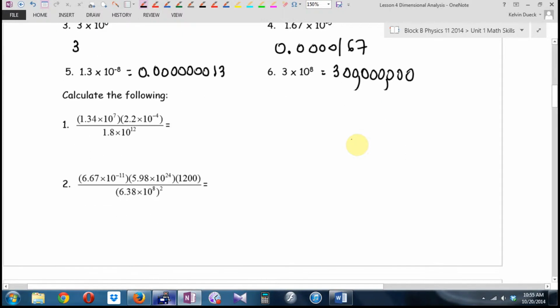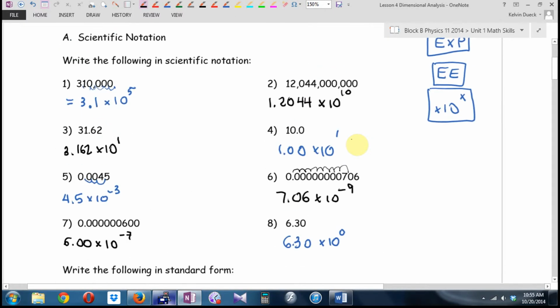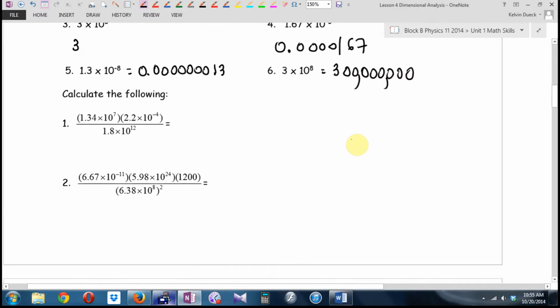Calculate the following. On your test, I'm going to give you some questions to write in standard form, some questions to write in scientific notation, and then some questions to actually calculate. And what I mean by that is you're going to use your calculator completely.